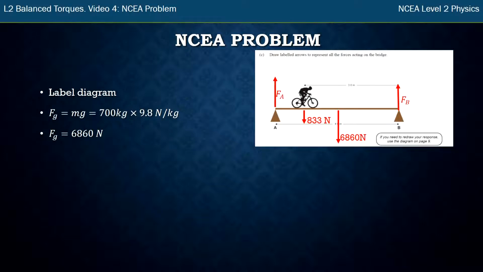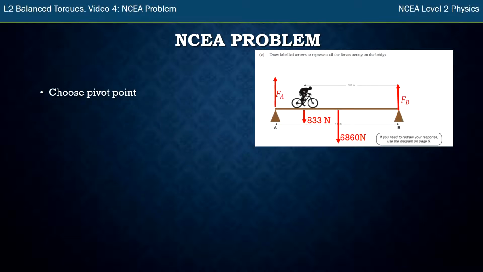I can similarly have worked out the one for the bike rider, which was 85 times 9.8, and add that to the diagram as well. So now we've got 2 of these worked out. Now I'm going to use torques to work out the rest.